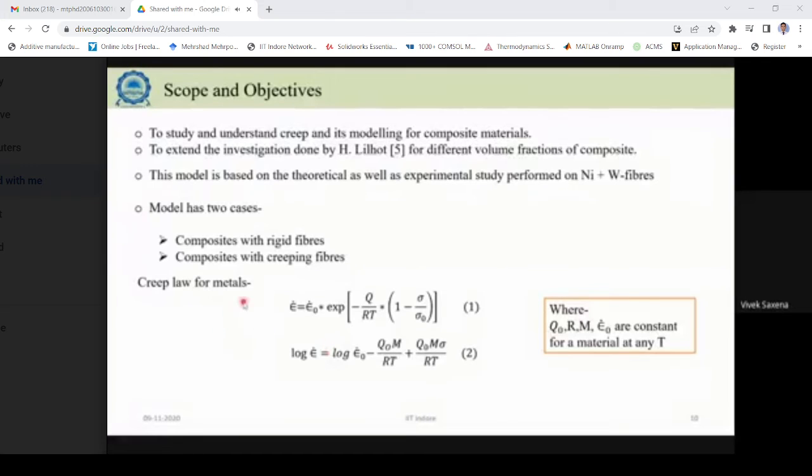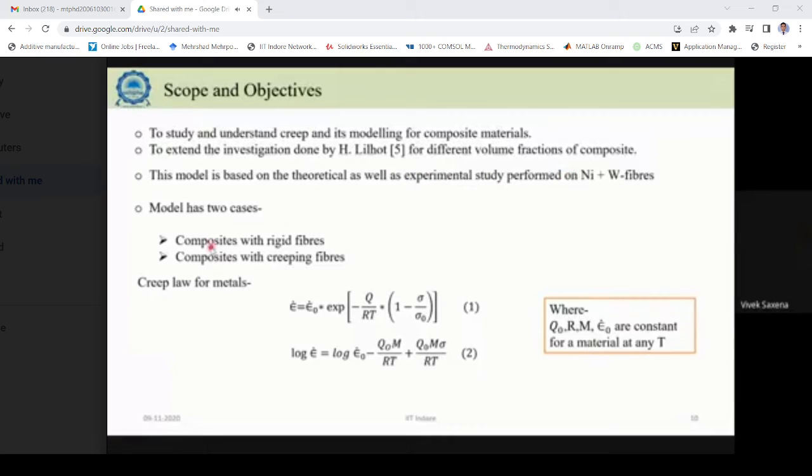So the scope and objective of this study that I have done is to extend the investigation done by Lord, where the author did his modeling and did experiments on nickel and tungsten fiber for a different range of temperature. What I did in this study is that the author considered the composite for a fixed value of a volume fraction ratio, but I extended that study for different volume fractions of the same composite.